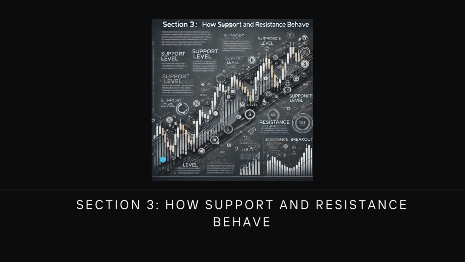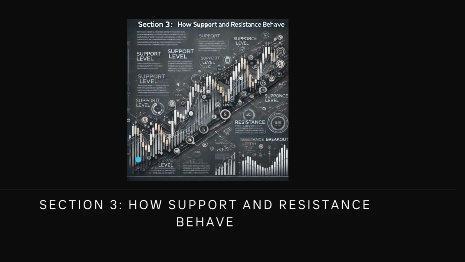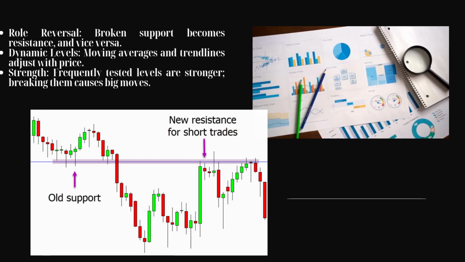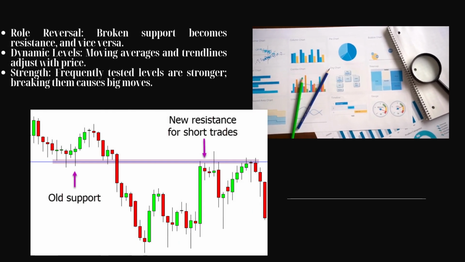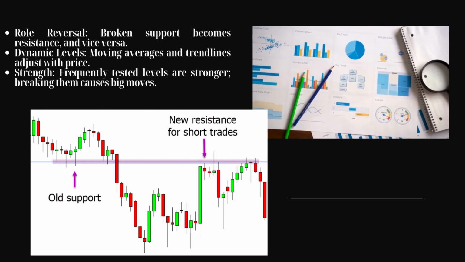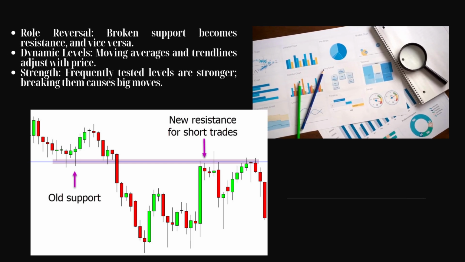Role reversal. Once a support level is broken, it often becomes a resistance level, and vice versa. Example, if a stock breaks below $50 support, it may face resistance at $50 on the way back up.